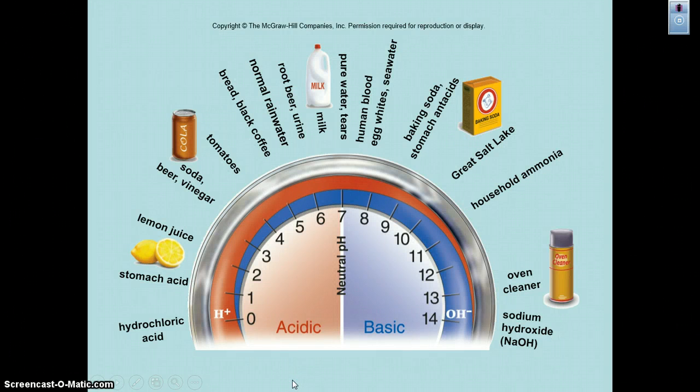This is just a good picture of some basic substances and where they would fall on the pH scale, going from hydrochloric acid over here with a very high H+ ion concentration and a very low hydroxide ion concentration, all the way around to where, if you'll notice, as the blue increases, that's the hydroxide ion concentration increasing. As it increases, the hydrogen ion concentration decreases. So over here with sodium hydroxide and oven cleaner, these have a higher hydroxide than hydrogen ion concentration, and they're very basic.